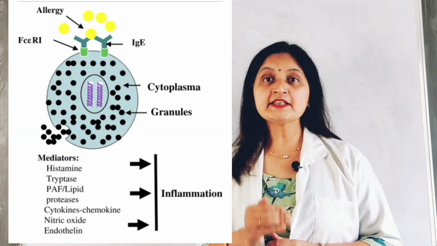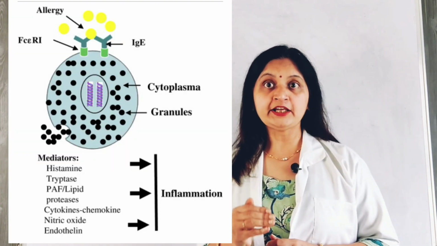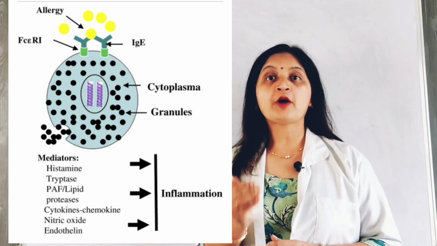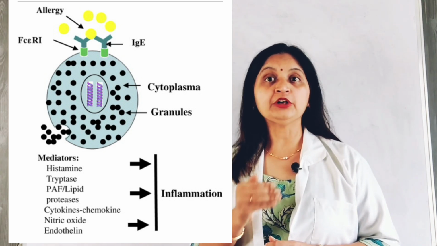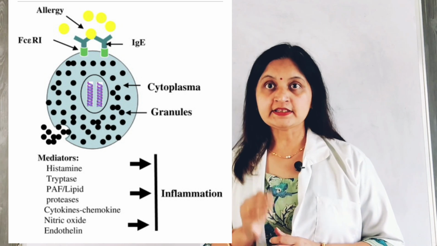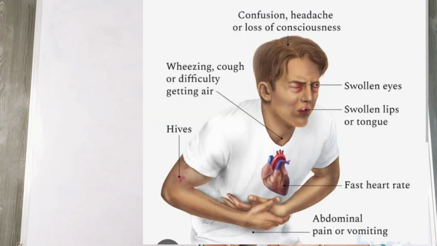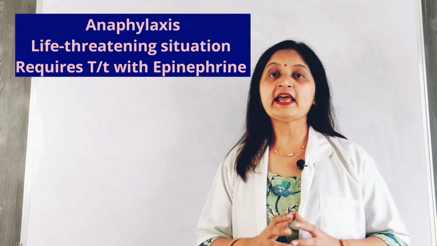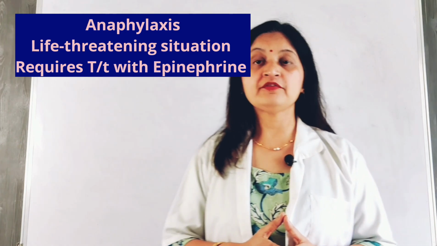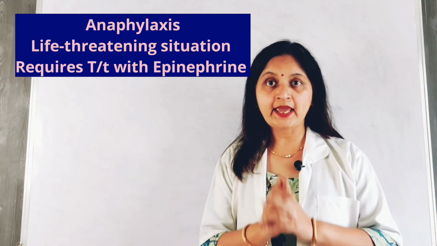Anaphylactic shock is triggered by massive release of pro-inflammatory cytokines and mediators from the mast cells and basophils into the blood circulation. It is characterized by angioedema, bronchospasm, so respiratory distress occurs, there is nausea, vomiting, abdominal pain, there is hypotension, so the blood pressure decreases, and there can be circulatory collapse. So anaphylaxis is a life-threatening condition which requires immediate therapy with epinephrine.